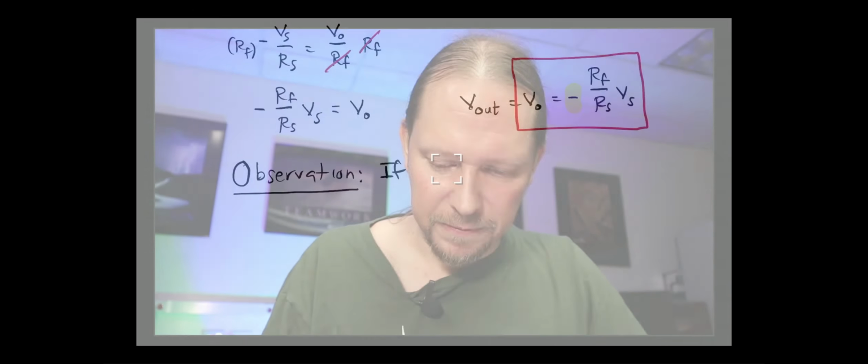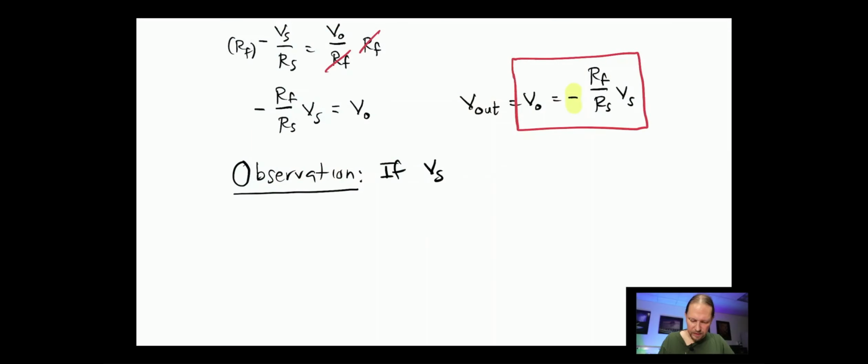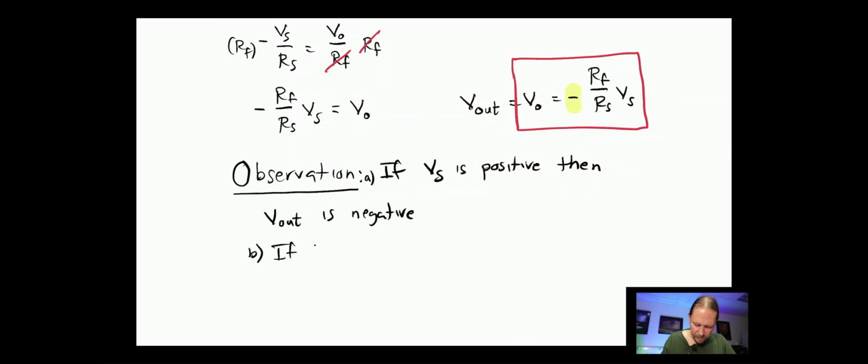On top of that, one thing that I also want to make mention of, so here the observation is that if the input voltage is positive, then the output voltage is negative. So it's a two-part observation. And similarly, if the input voltage is negative, then the output voltage, V naught, is positive.